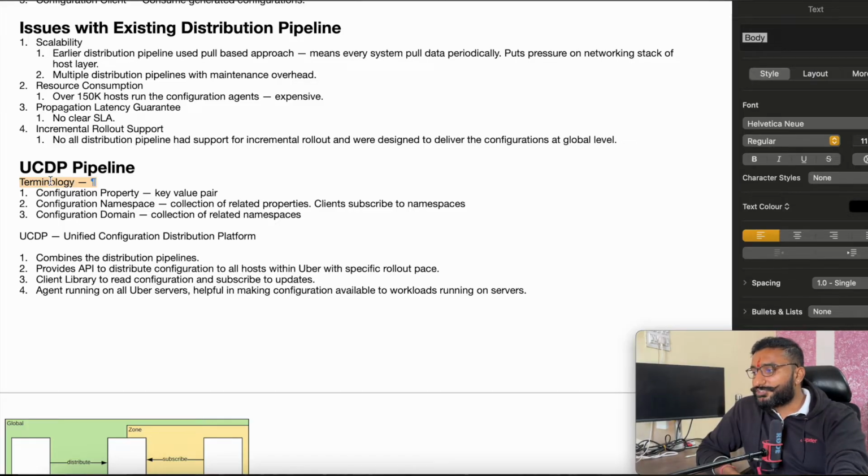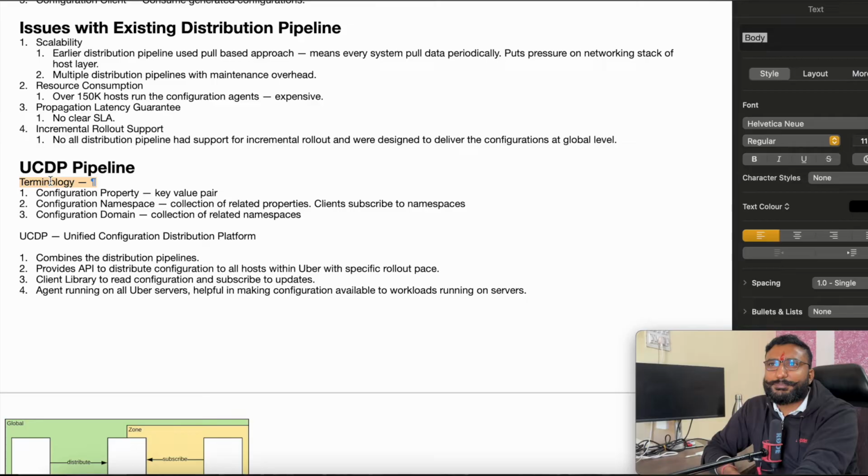Then you have a configuration namespace. A namespace is a combination of multiple related properties. Take an example: let's say these configurations are related to India, so this is one of my namespaces, or these configurations are used by some particular service. Accordingly, a namespace can be defined. It's just a combination of properties which can be pulled together.